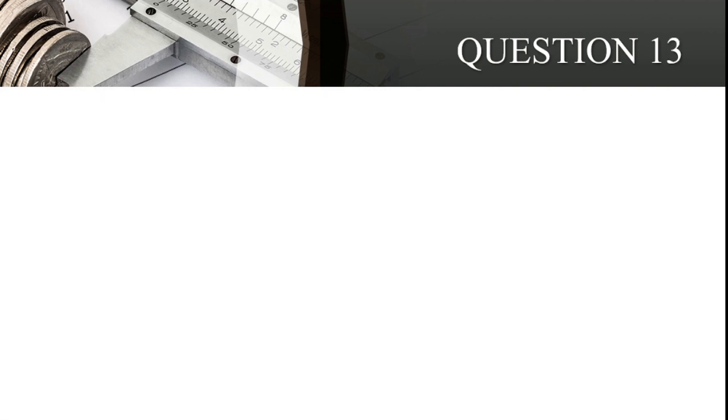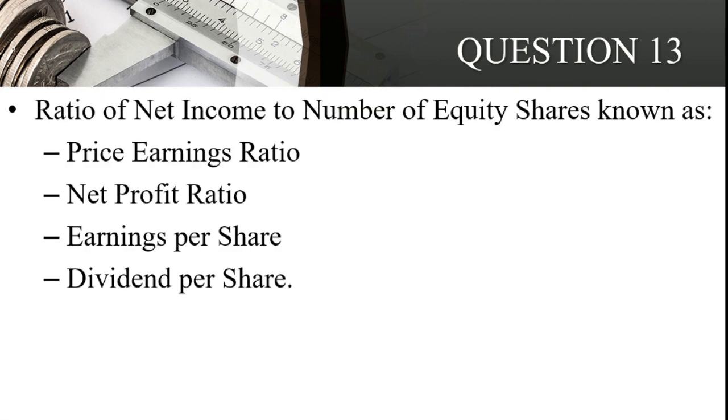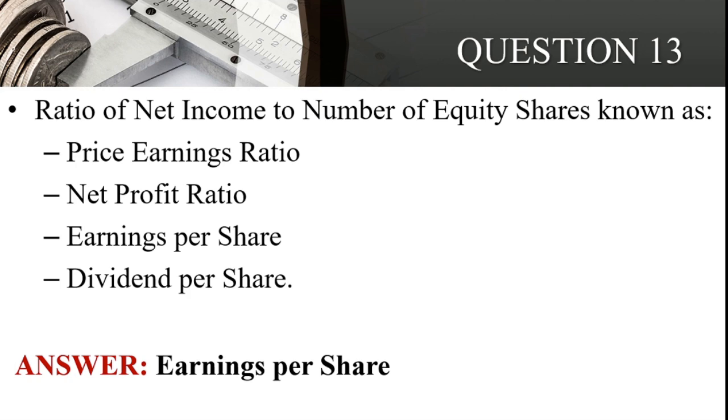Moving on to the 13th question: ratio of net income to number of equity shares is known as? Options: price earning ratio, net profit ratio, earnings per share, dividend per share. And the answer is earnings per share.